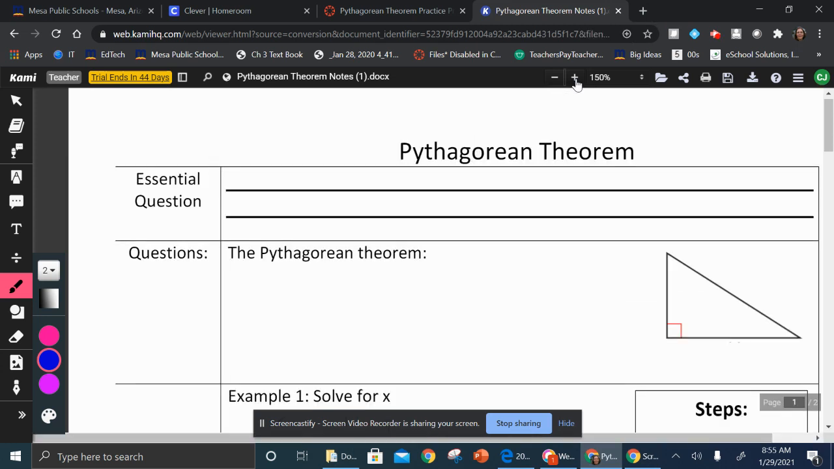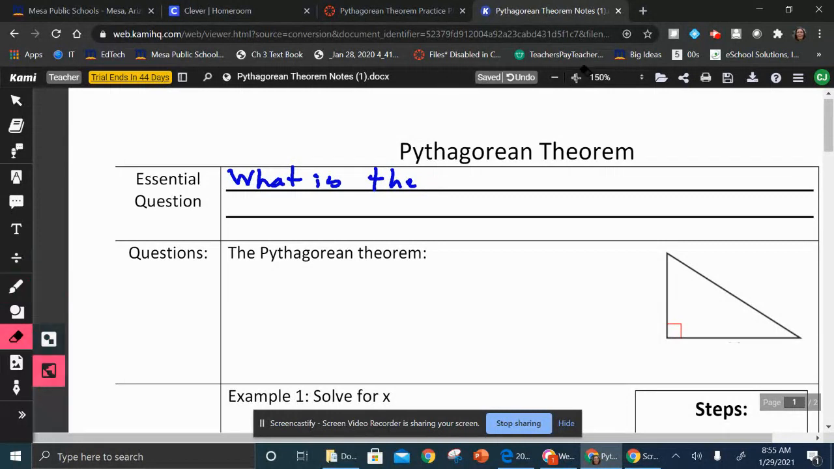Okay, good morning. So we're going to work on Pythagorean theorem today. So our essential question is, what is the Pythagorean theorem? Remember that should be a capital P because it's a name. It's a Greek name, everybody.